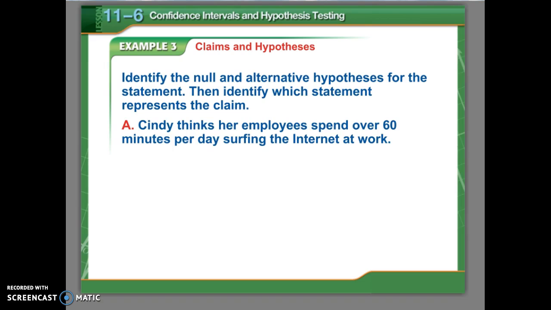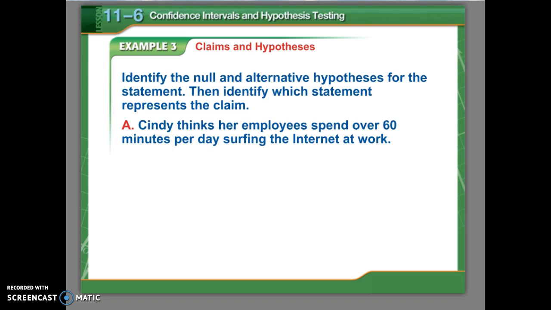So example 3 says that we need to identify the null and the alternative hypotheses for the statement, then identify which statement represents the claim. So a null hypothesis essentially is what's already been happening or what the default value is in some scenario. And an alternative hypothesis is, what are they wondering, if you do some experiment on it, if you do a treatment, does that improve the null hypothesis amount? Does it lower it? Is it different? Like, how is it changing? That's what an alternative hypothesis is.